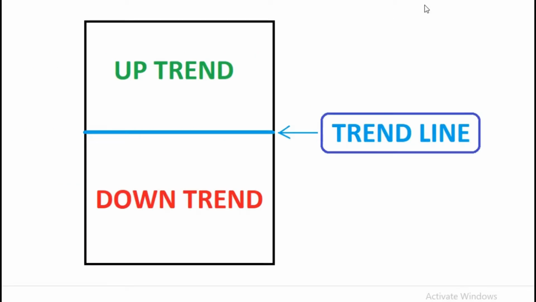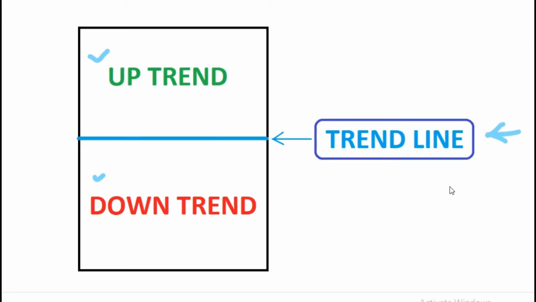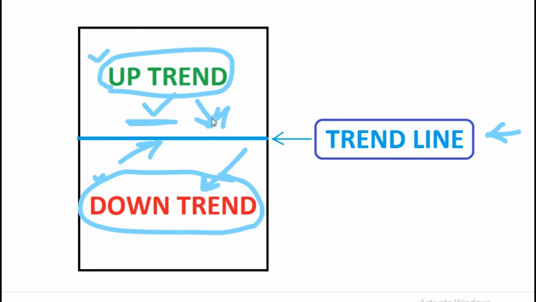Well, this is a very important concept. I have divided this box in two areas, that is uptrend and downtrend. And this midline is trend line. Remember one thing very well, whenever you draw an uptrend line, price has to remain always above the trend line. That's the reason we have marked here uptrend above the trend line. And whenever you draw a downtrend line, price has to always remain below the downtrend line. If you are drawing a downtrend line, remember the price has to be below the trend line, and when you are drawing an uptrend line, price has to be above the trend line.